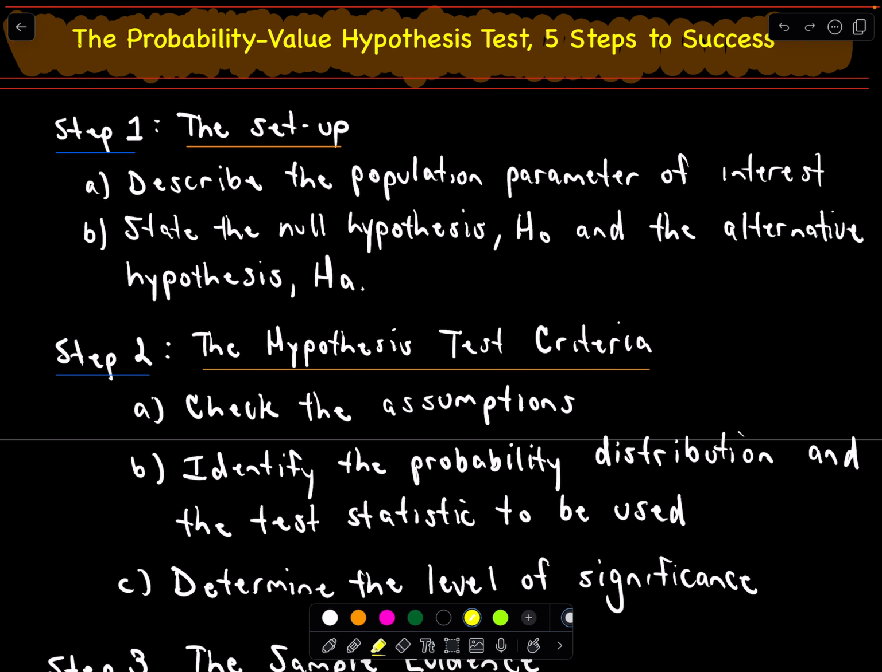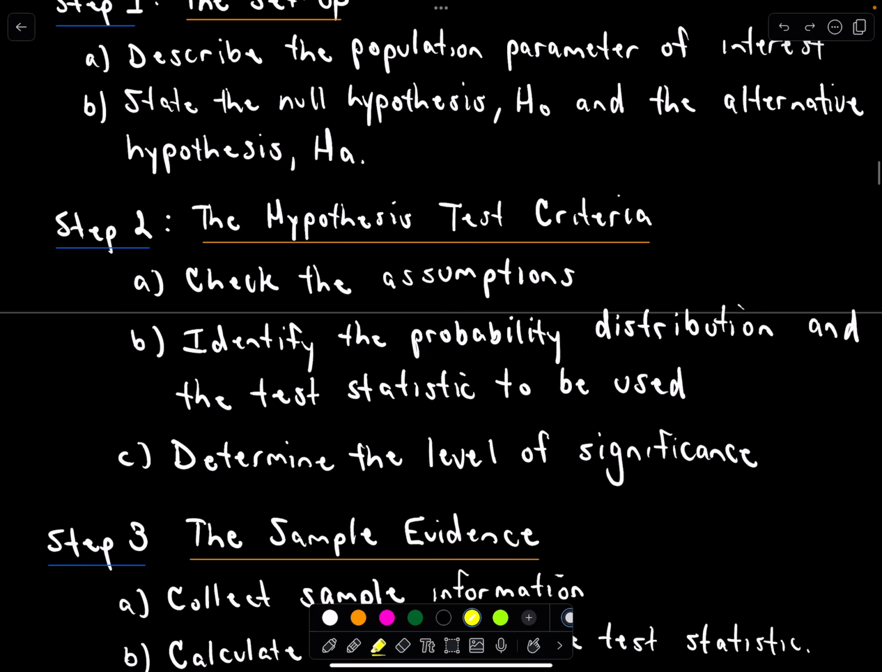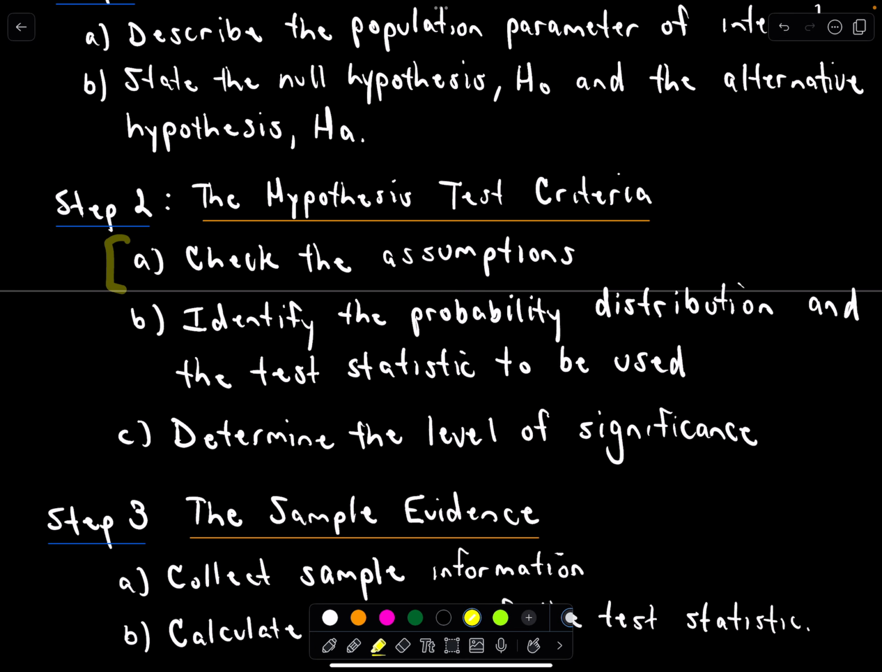So part one, we've got our setup. What we're going to do is we've got some population parameter of interest. There's something that we want to measure, right? There's something that we want to get information about. And again, this is something that we can quantify numerically. Okay, well, we've got this thing we want to look at. From there, we're going to form our null and our alternative hypotheses. Well, we have to think about our assumptions in this case.